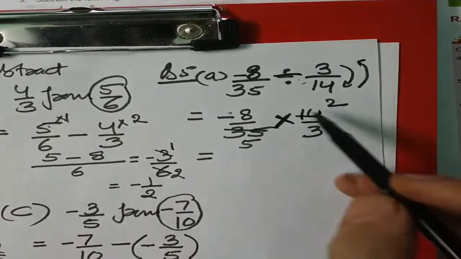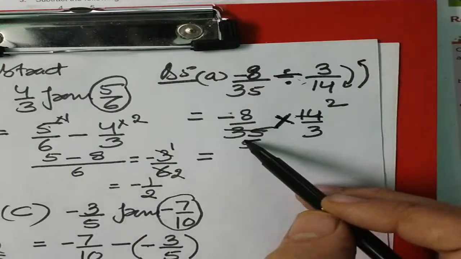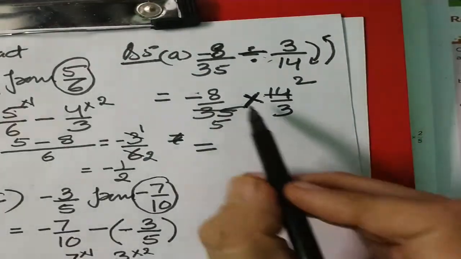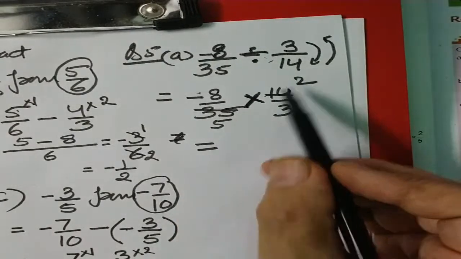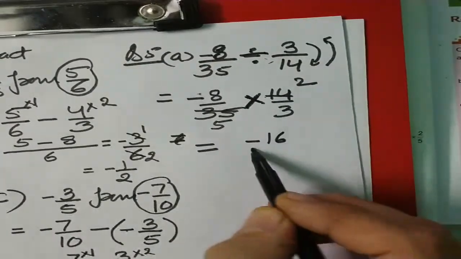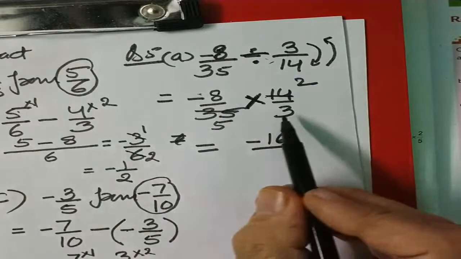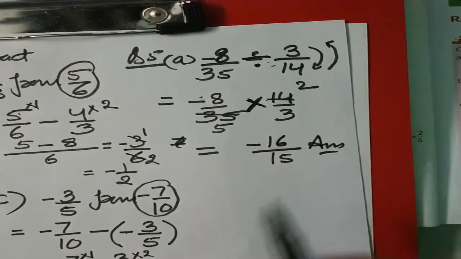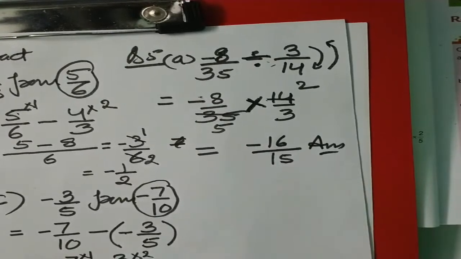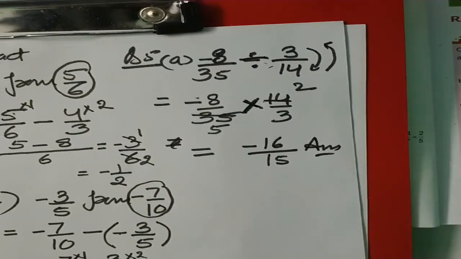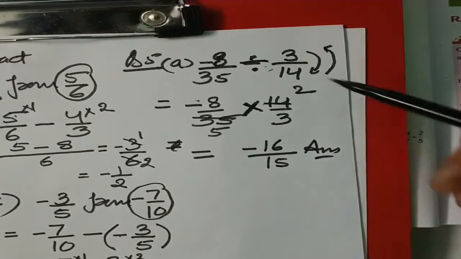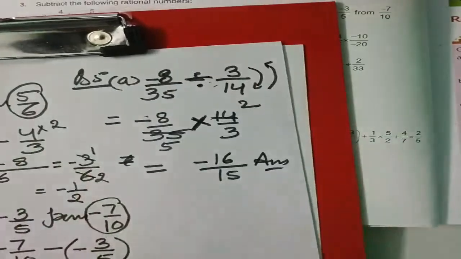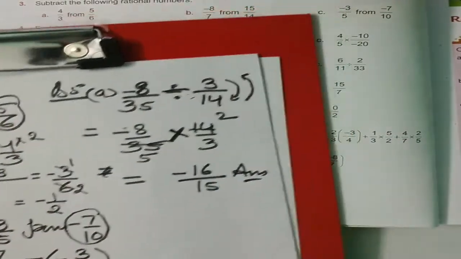7 will divide 14, and 7 5s are 35. What is the number? 8 and 2 will become minus 16, and the denominator is 5 into 3, 15. Answer is minus 16 upon 15. Okay, so you can check the steps and the method I have explained by replaying the video.